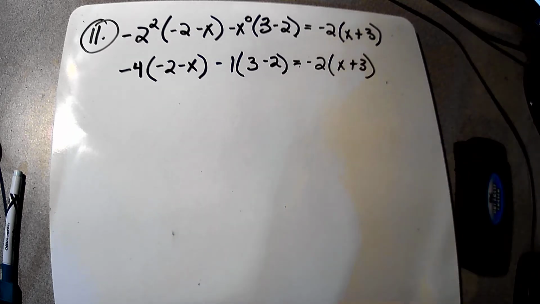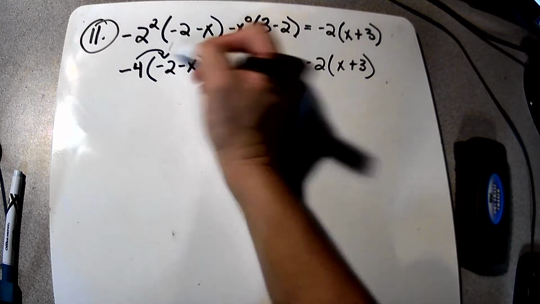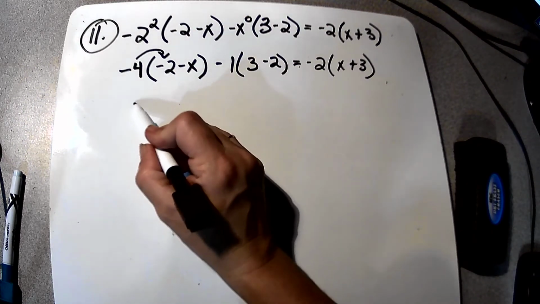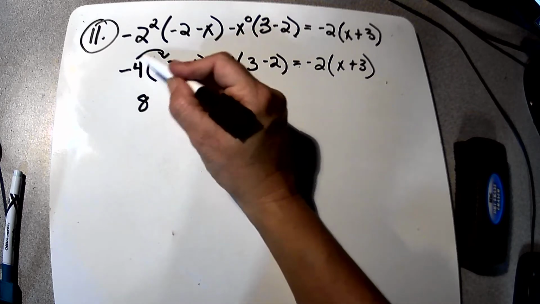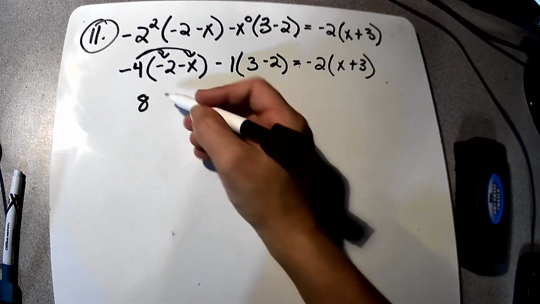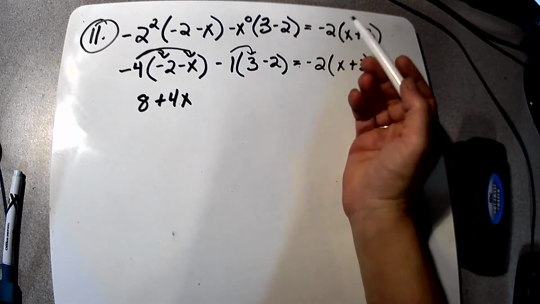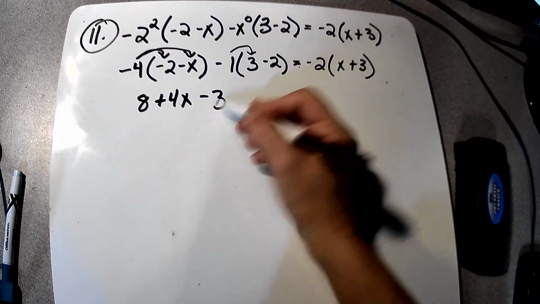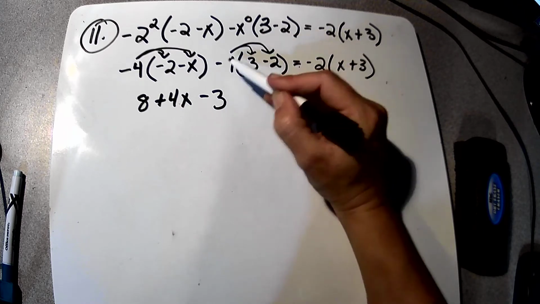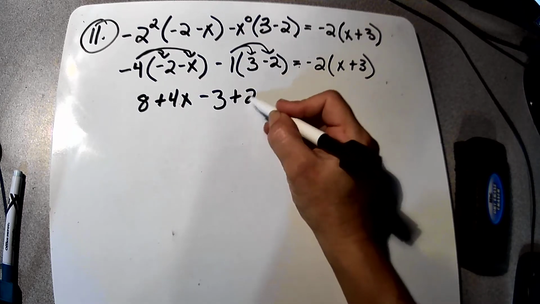We're just copying all that down because there's no exponents in there. Alright, next we're going to do parentheses, so we're going to multiply here. 2 times 4 is 8, and that will be positive 8. And then 4 times x will be 4x, and that will be positive 4x. Negative 1 times 3 will be negative 3. Negative times negative makes a positive, so positive 2.